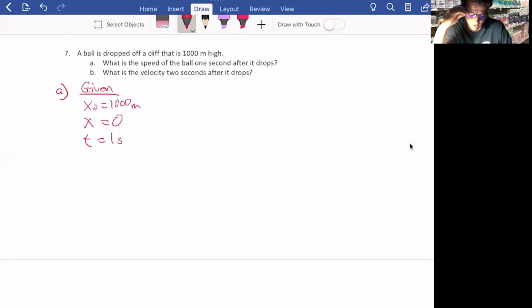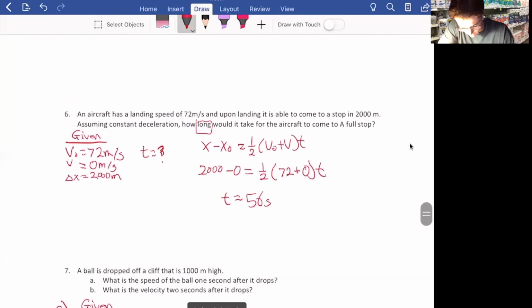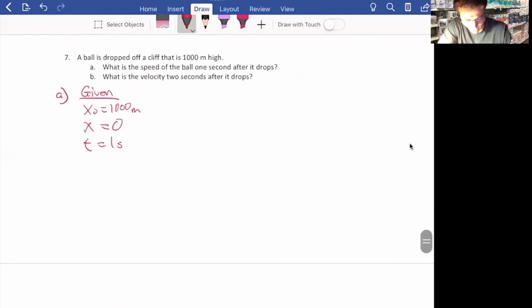Okay, what else do we know? Well, there's something that's not explicitly stated here. We're getting into the free fall questions. In free fall, you have to assume the acceleration is due to gravity. So acceleration is negative 9.8 meters per second squared. Is there anything else? Yes, we know the initial velocity. What is the initial velocity? It's 0 meters per second.